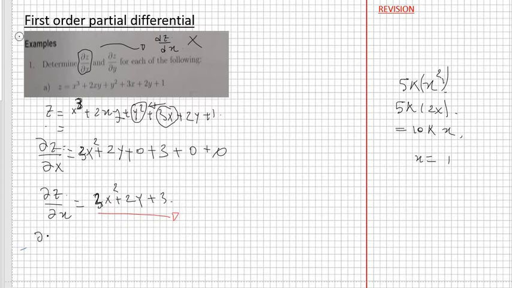So now what's gonna be the derivative of the function z with respect to y? So this is the notation. So in this case, you will now treat your x as a constant. So if you look at the first term, we have x to the power of 3. So the derivative of a constant here gives 0.